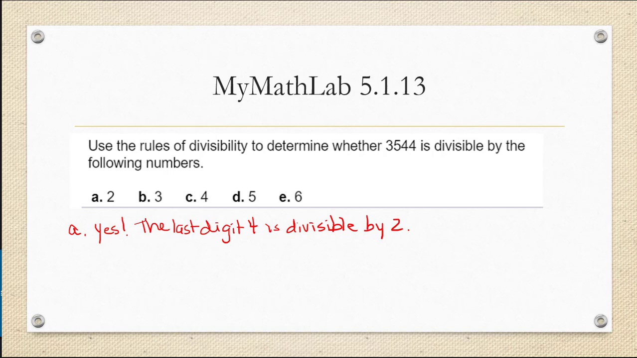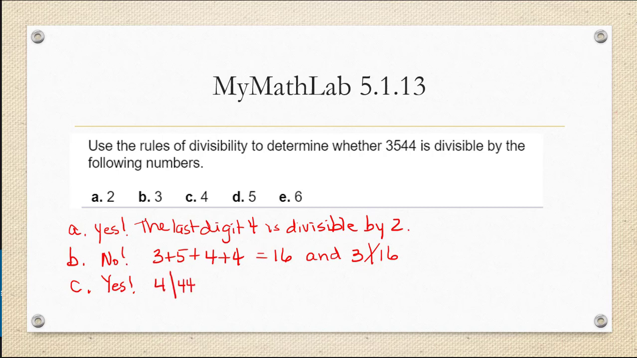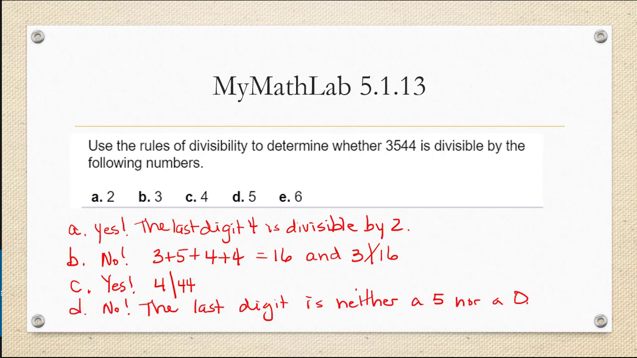How about part B? Is 3,544 divisible by 3? If you said no, you're correct. 3 plus 5 plus 4 plus 4, the sum of the digits, is 16, and 3 does not divide evenly into 16. How about part C? Do you know if 3,544 is divisible by 4? A quick glance will tell you yes, because the last 2 digits form the number 44, and 4 divides into 44 evenly. How about part D? Is 3,544 divisible by 5? If you said no, you're correct, because the last digit is neither a 5 nor a 0.